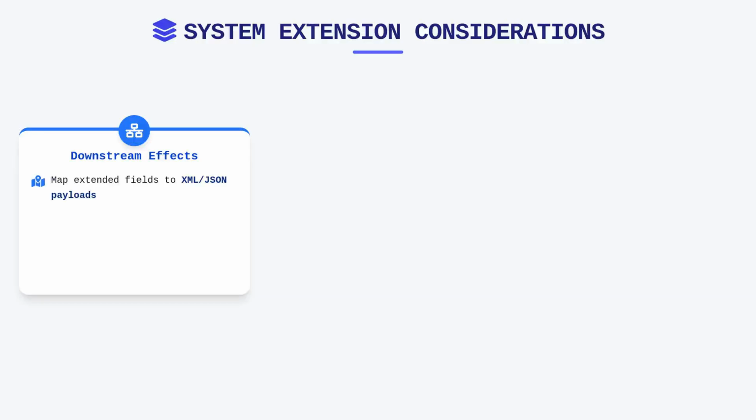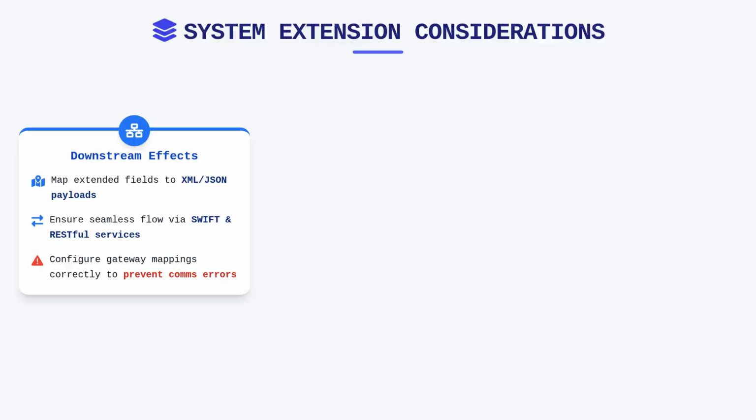When extending these systems, you must also keep in mind the downstream effects on your API and messaging subsystems. If your extension involves capturing new data that needs to be communicated via Swift or via a RESTful service, you will need to map your extended fields into the corresponding XML or JSON payloads. The Extensibility Framework is designed to propagate this information, but you must be diligent about configuring the payload mapping correctly within the gateway components to avoid communication errors.